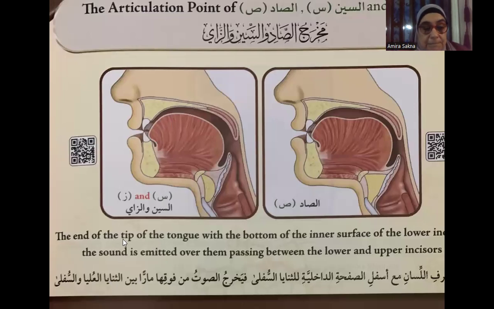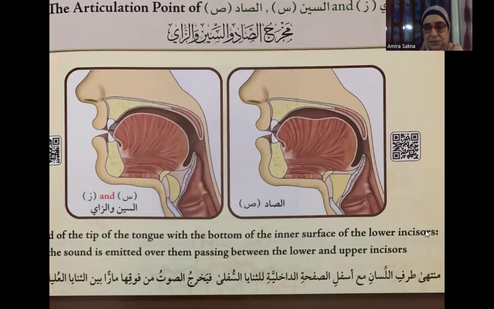We already know the tip. Sad, Sin, and Zai are pronounced from the end of the tip. The end of the tip, it means this part, the end, with the bottom of the inner surface of the lower central incisors. Okay? With the bottom, which is this, of the inner surface of the lower central incisors, the two big ones here below.